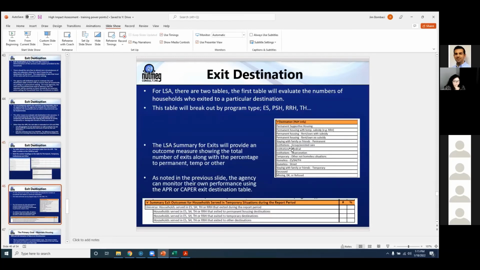The LSA tables, as we talked about, they're aggregates of where the people ended up for the community and how many of them exited, how many of them were served in an ES, SH, or TH setting or RH setting and then exited to permanent. So again, the LSA will keep track of that data for your community.